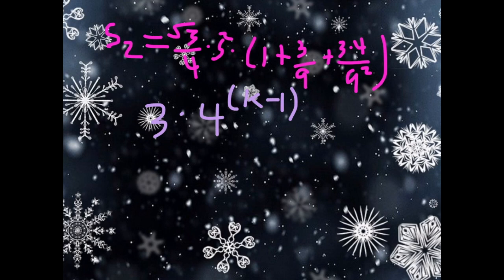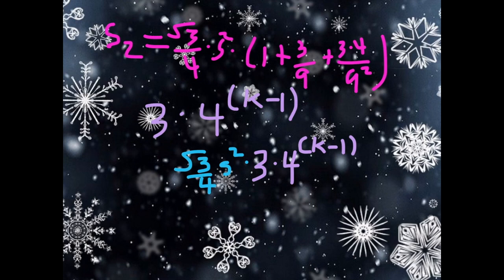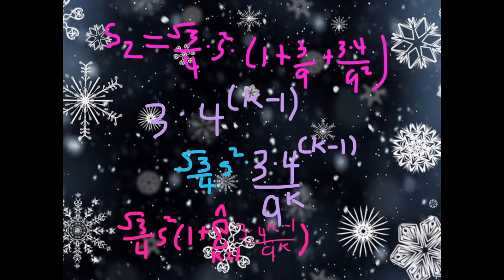Since in each iteration, root 3 over 4 is being multiplied to S over 3 to the k squared and to 3 times 4 to the k minus 1, we get the formula to be root 3 over 4 S squared times 3 times 4 to the k minus 1 over 9 to the k. Since this is a geometric series, we can factor out root 3 over 4 S squared to get the exact formula for the area of the Koch snowflake in sigma notation. In this formula, n represents the area after n iterations.